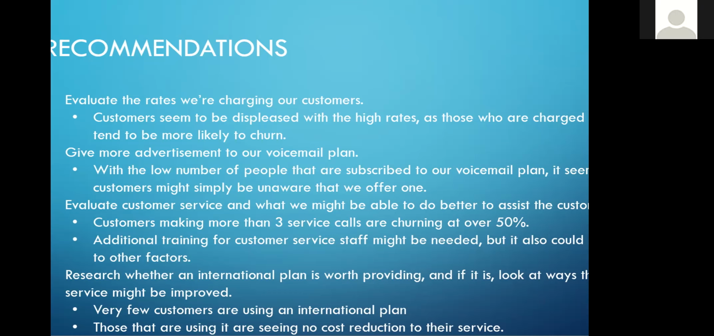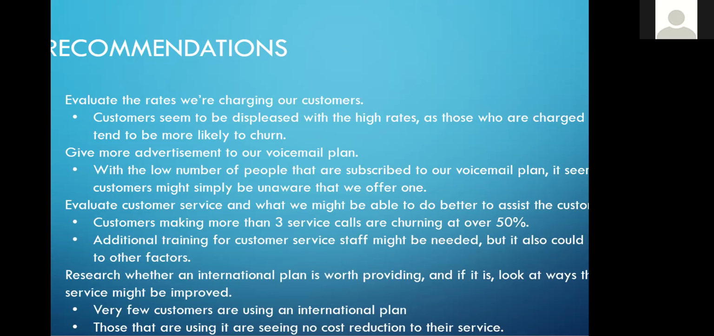The second recommendation is to give more advertisement to our voicemail plan, because given the lower number of subscribers to the voicemail plan, it seems that people are either unaware that it exists or they don't really care one way or another. So we might need to look into that in terms of getting more interaction with that plan, and in terms of marketing and so forth.